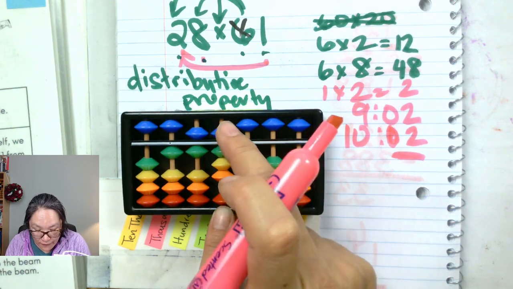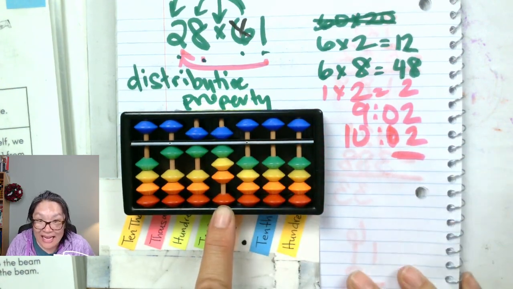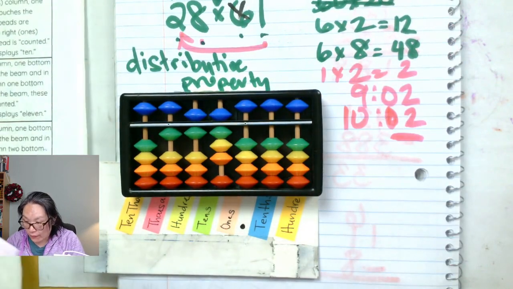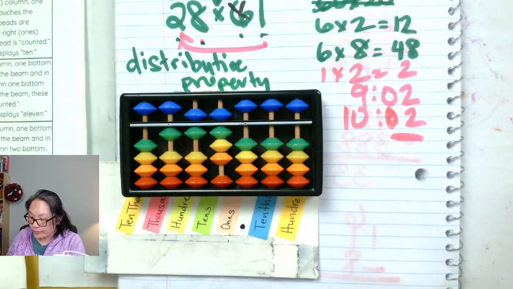This is 8. 5, 6, 7, 8. We need to add a 2. Again, we now need to go back to understanding our formula. Here is what we do.